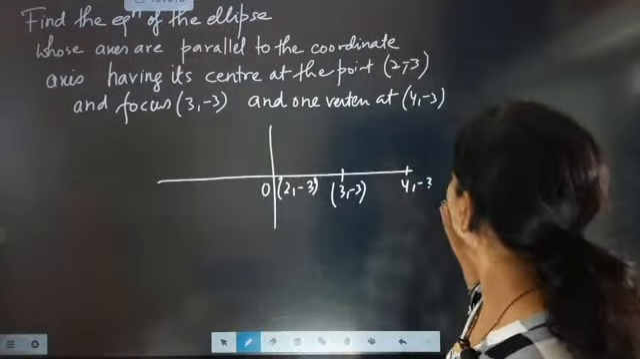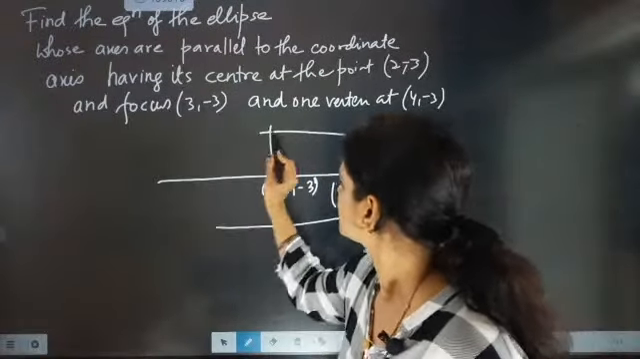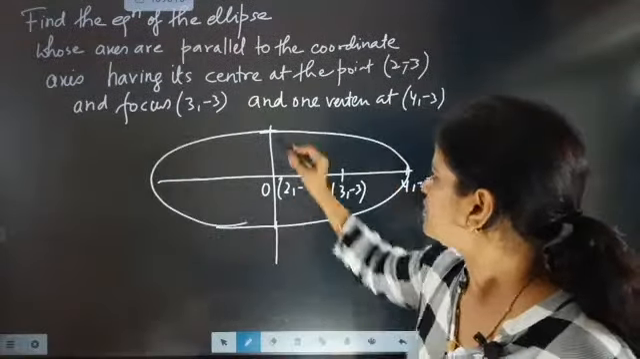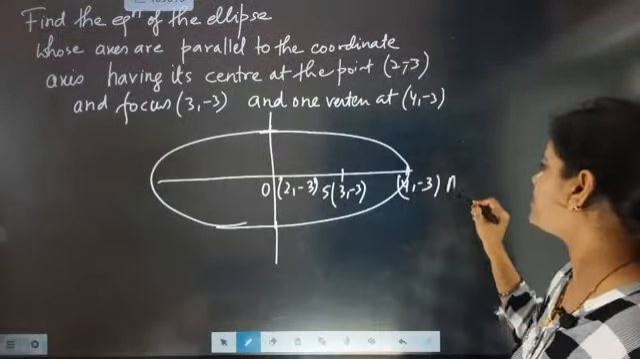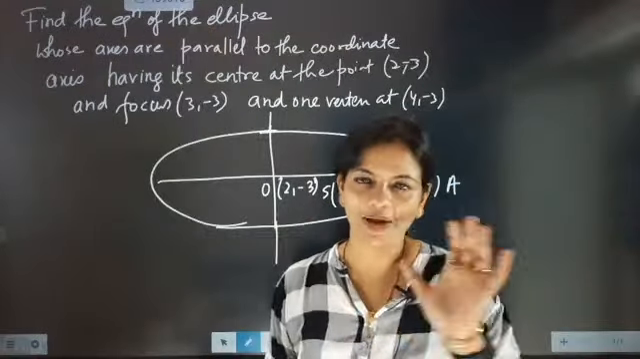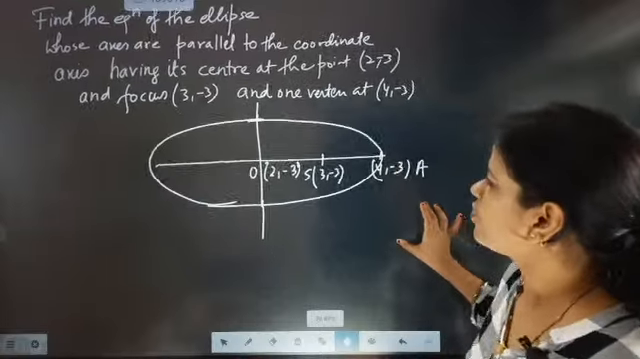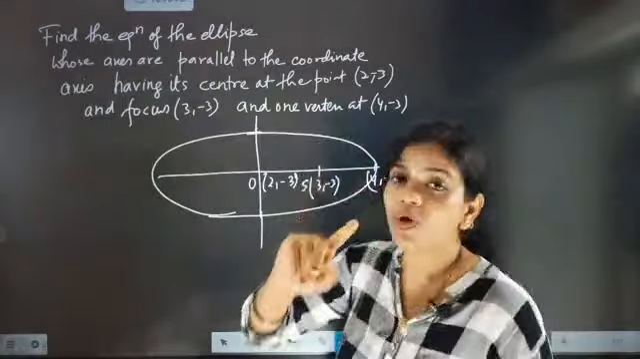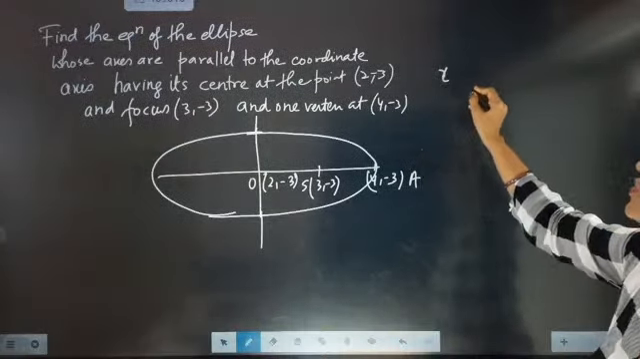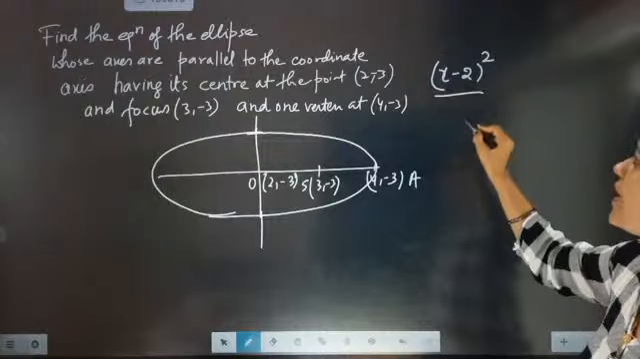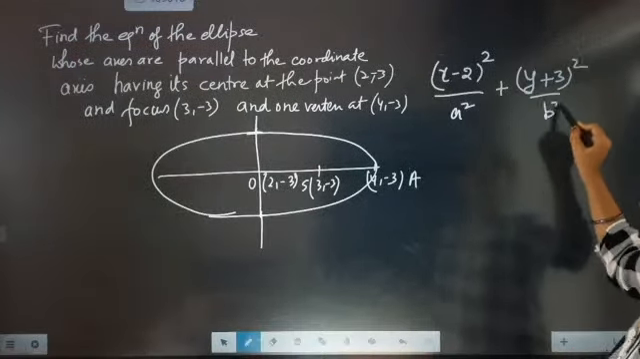So the ellipse will be exactly like this. The center is given, the focus is given, and the vertex point we will name as A. So these 3 points are given back to back. Now we are going to understand what else we can do here in this equation. The center point is given as 2, minus 3. So the equation of the ellipse will become (x minus 2) whole square by a square plus (y plus 3) whole square by b square equal to 1.